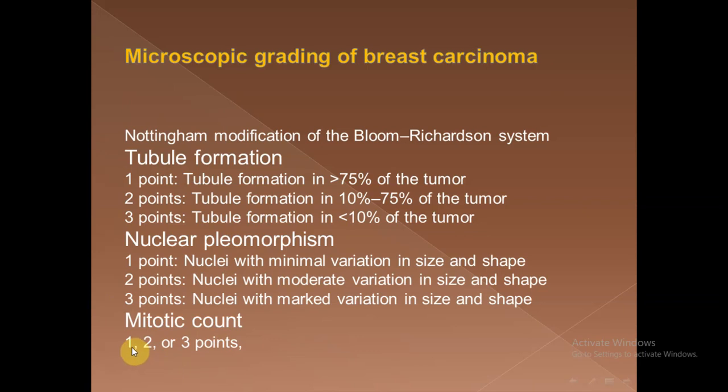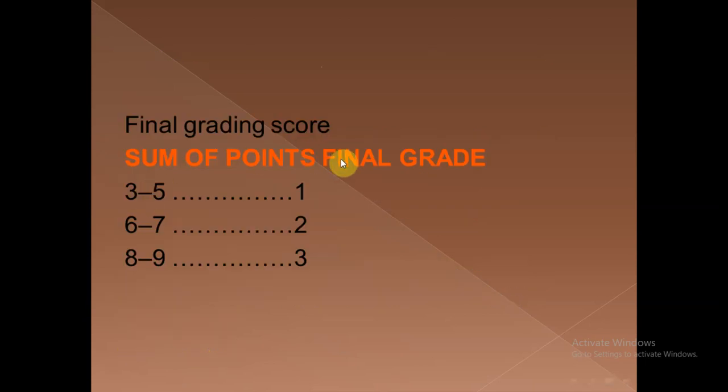Also, if there is a high number of mitoses, we give 3 points, intermediate we give 2 points, and if low mitotic count we give 1 point. Then we come to a final scoring system.